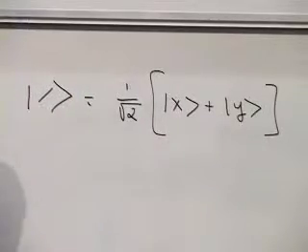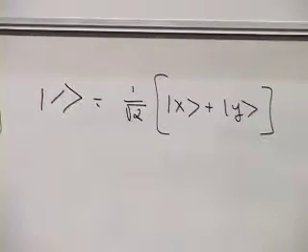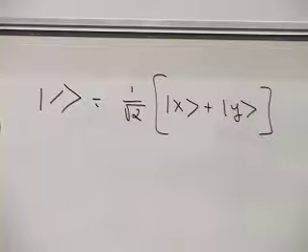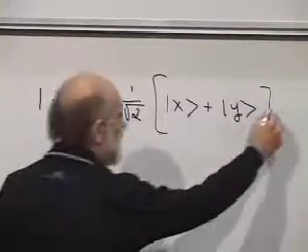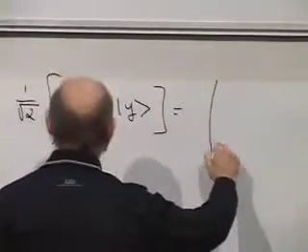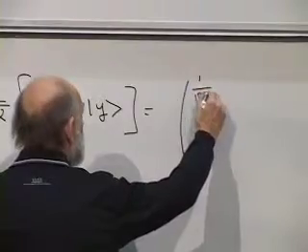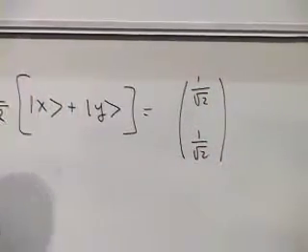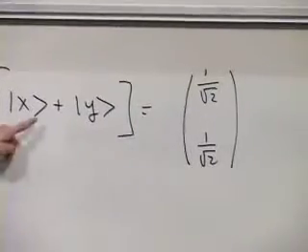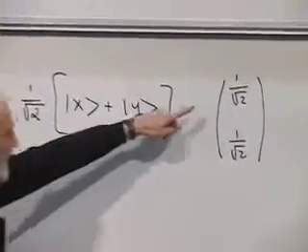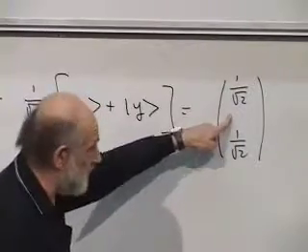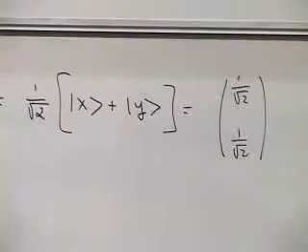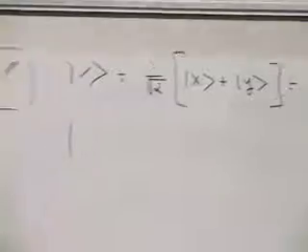Equal likelihood for the polarization to be up or horizontal if it goes through the polarizer which detects x polarization. We can also represent this in another way. We can represent it as a column vector, 1 over square root of 2, 1 over square root of 2. Equal coefficients in front of x and in front of y. All right, what about the other orthogonal polarization?